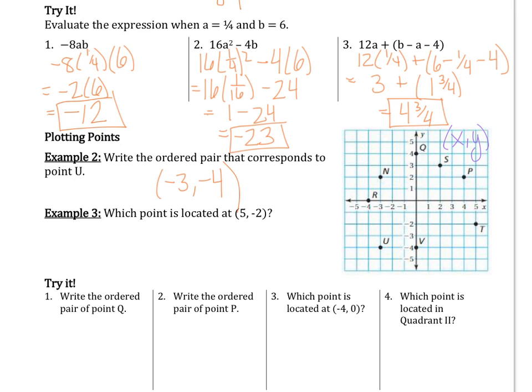In the next example, they're essentially asking us to go backwards from what we just did. They're asking us which point is located at 5, -2. So remember, x, then y, so I'm going to start at the origin and go to the right 5 units, and then down 2 to -2. So I can see there I landed on top of point T.